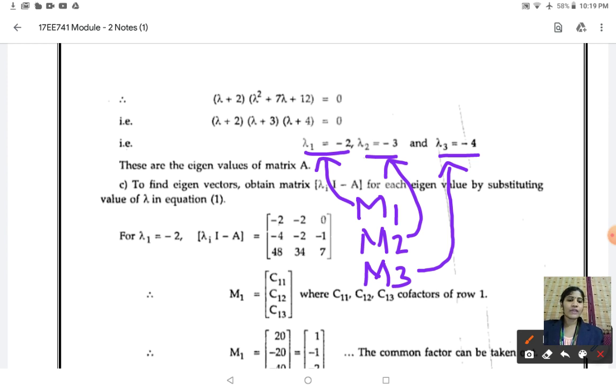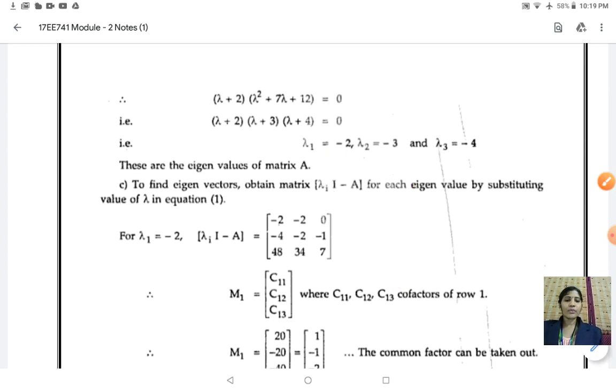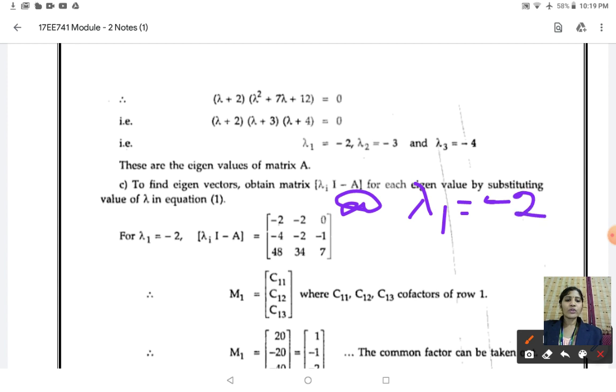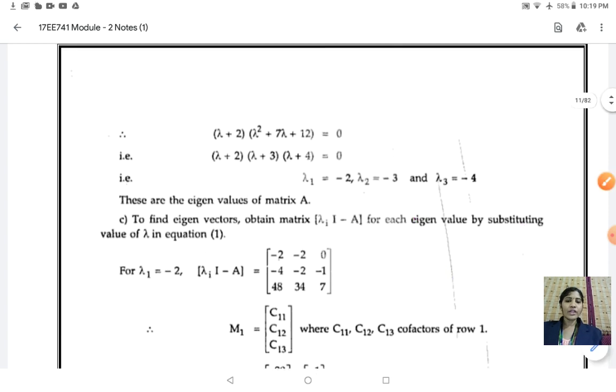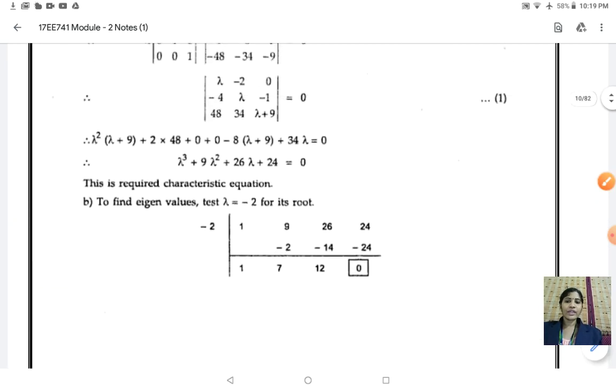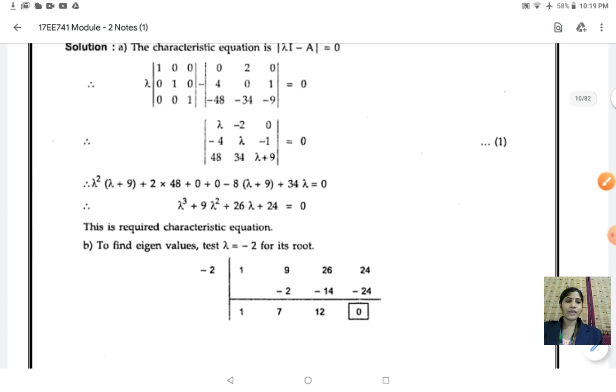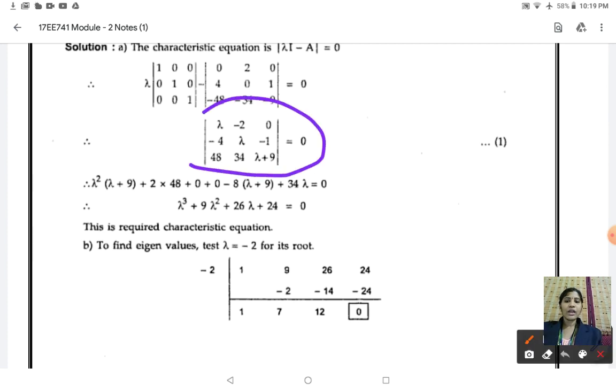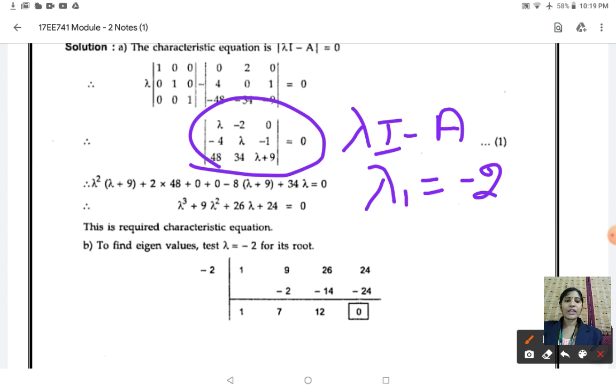So for each value of lambda, at lambda 1 equal to minus 2, you have to obtain lambda I minus A. Wherever you have lambda, you have already identified and kept what is lambda I minus A. In this lambda I minus A equation, you have to substitute lambda 1 equal to minus 2.